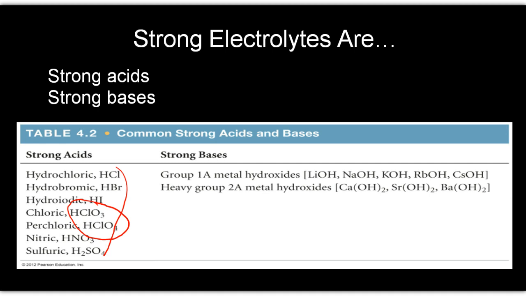As far as bases, these are all strong acids and strong bases. Group 1, remember all those group 1s are really reactive, so they do a really good job dissociating or separating in solution. So if you see an OH hydroxide paired up with a group 1 metal, it's a strong base. And then for group 2, the ones that are a little lower on the list, calcium, strontium, barium, they also are strong bases. Not magnesium, it's not one of them.